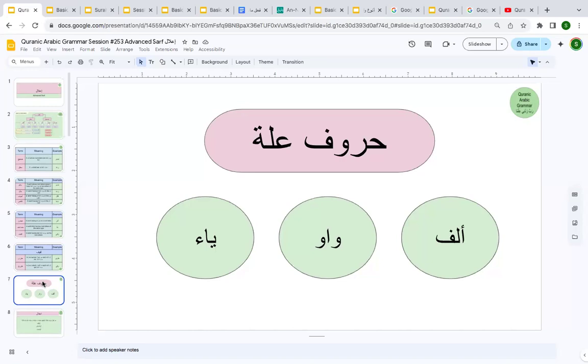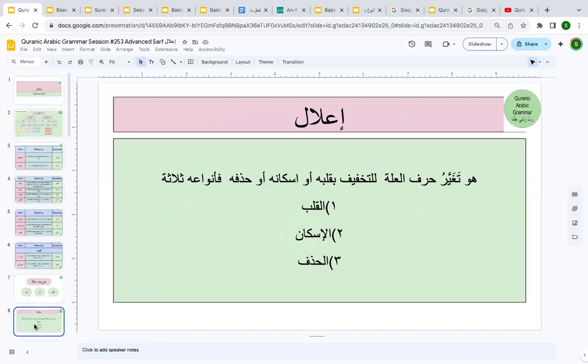So they only have three letters from the whole entire alphabet as a weak letter, and those are alif, waw, and ya. Again, alif is never going to be a root letter. Waw and ya can be root letters. What is i'lal? On my slide, you must have seen this daunting, overwhelming term, i'lal. This is what we are going to learn today.